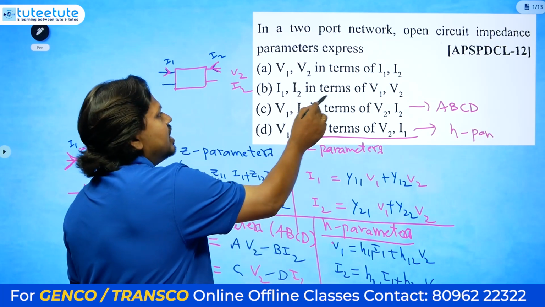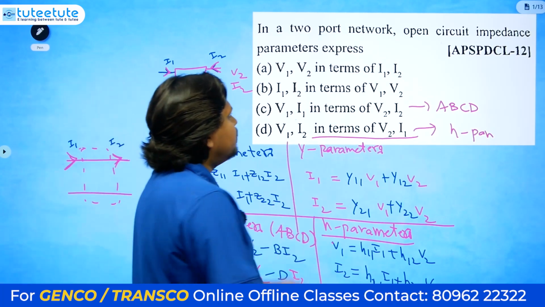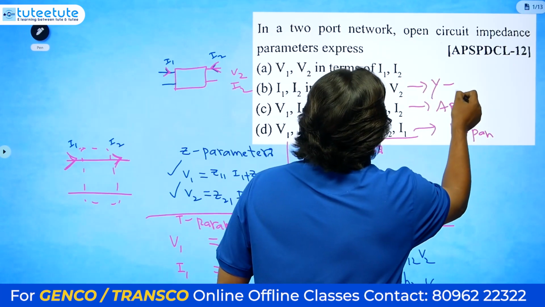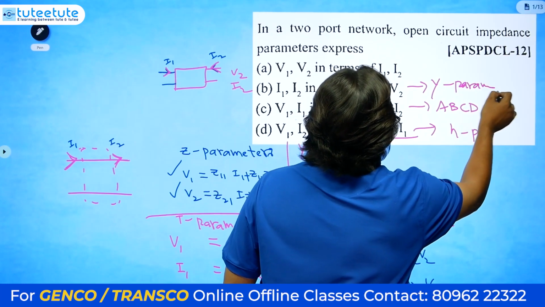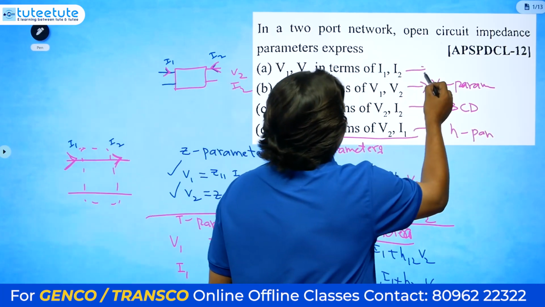Next, I1 and I2 in terms of V1 and V2: this is Y parameters. Next, V1 and V2 in terms of I1 and I2: these are Z parameters.